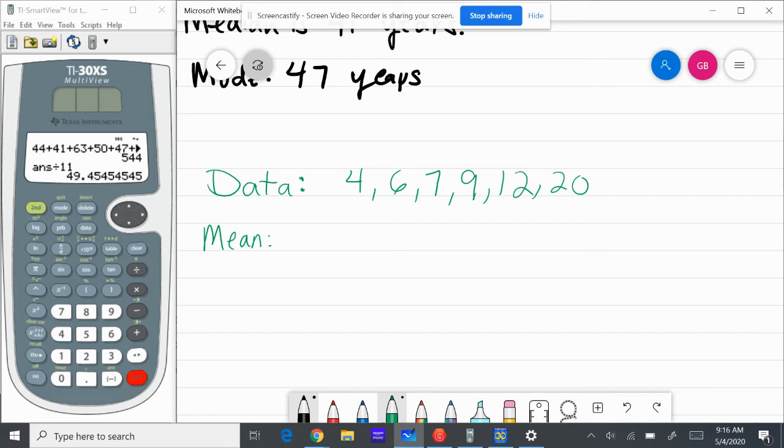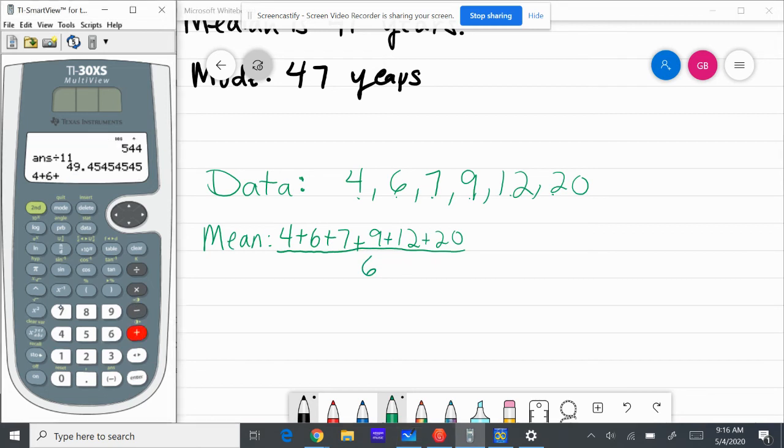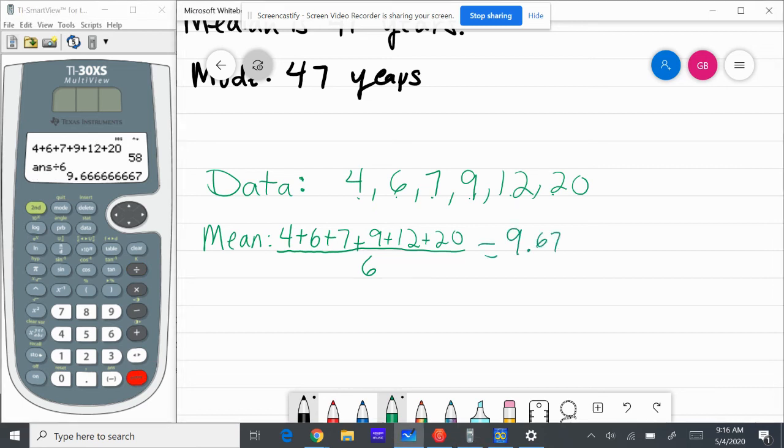So for the mean, add all these numbers up and divide it by 1, 2, 3, 4, 5, 6. 4 plus 6 plus 7 plus 9 plus 12 plus 20. That's 58 divided by 6, 9.67. Okay, that's the mean.